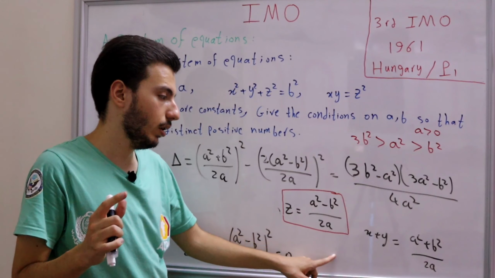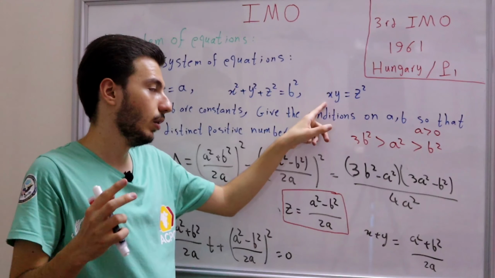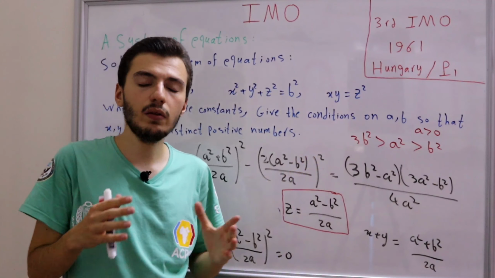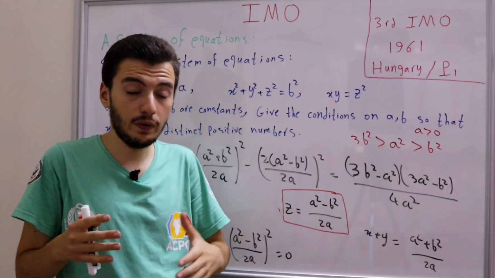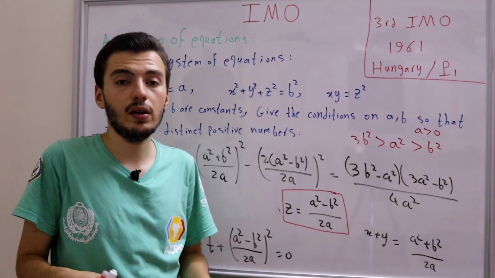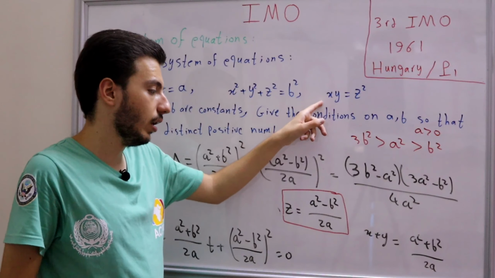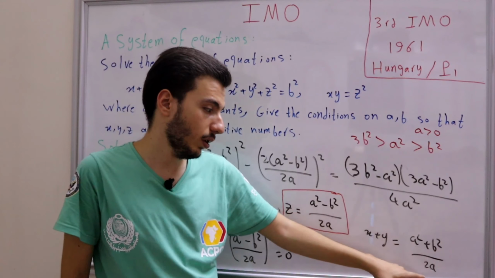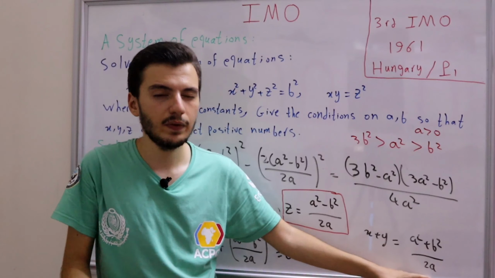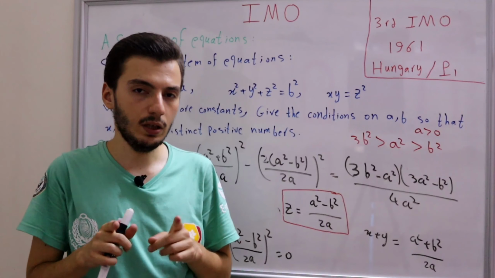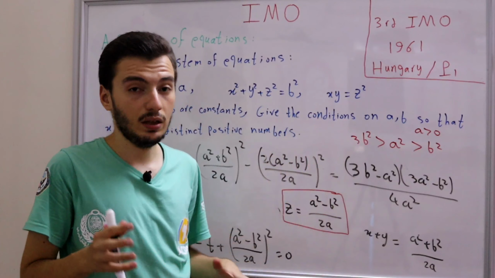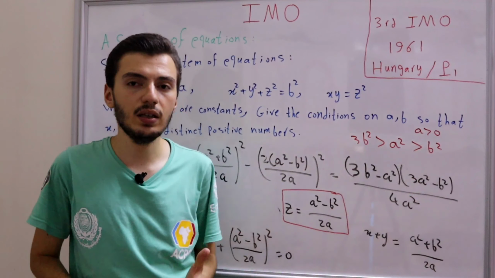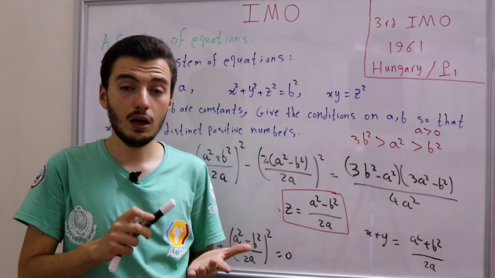However, let's take a look here. We know that xy is positive because it's z squared, right? So either they're both positive or they're both negative. So if they are not both positive, then they are both negative, right? However, take a look here. x plus y is a squared plus b squared divided by 2a. This is positive, so again, they cannot be both negative. That means that they indeed are positive. So perfect. Now actually, with these just two conditions, we know that x, y, and z are positive.